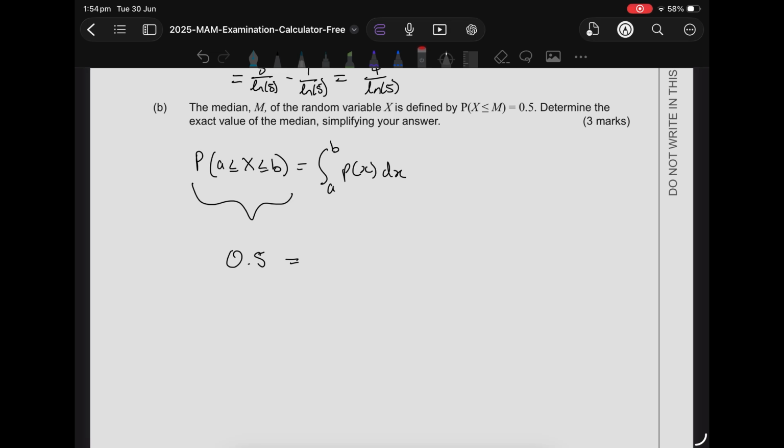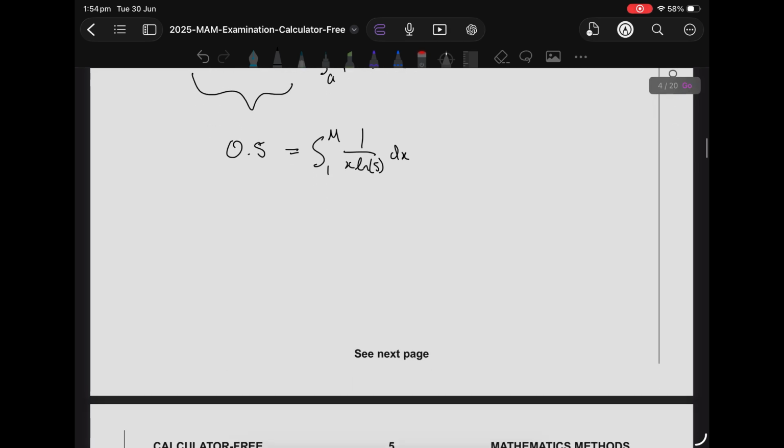Then our top bound is going to be m, and our bottom bound is not stated, so we're just going to assume it's the lower bound. So this gives us the integral from 1 to m of p(x), which is x over ln of 5 dx. Recall that the integral of 1 over x is equal to ln of x. And we can use that to help us find the integral of this function. So we'll end up with ln of x over ln of 5, from m to 1.